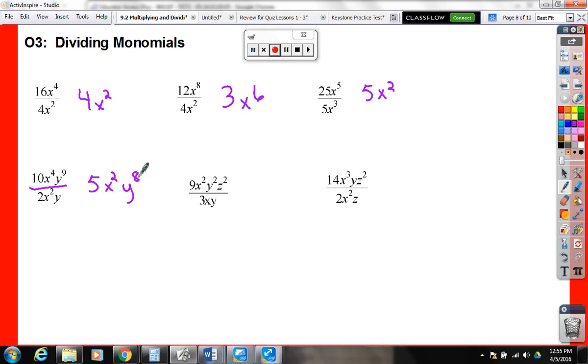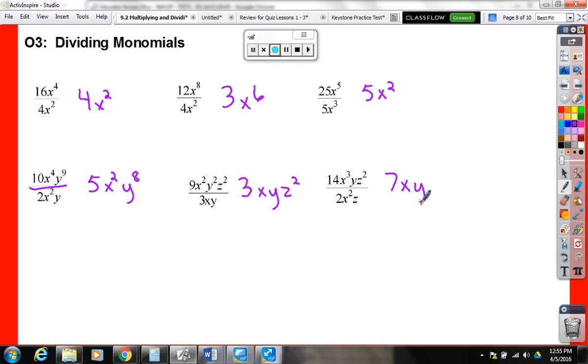Okay, next, Emily. Good. Z doesn't have anything on the bottom, so it just stays as z squared. Claudia, the next one. 7x to the first power. So we won't write anything since it's to the first.